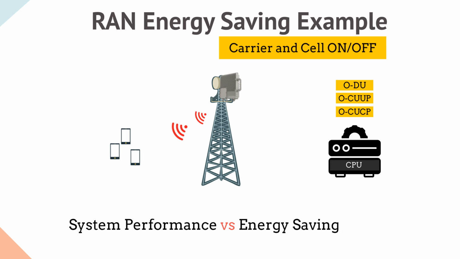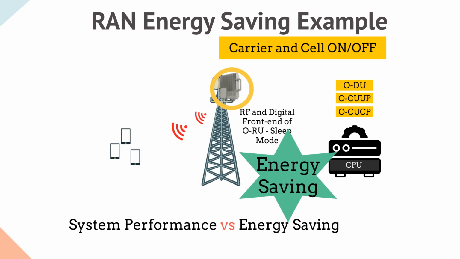Now, cell switch off allows an entire cell or a frequency layer to be switched off, leading to most of the RF and digital front-end components of the radio unit being set to sleep mode with a few seconds granularity. And this leads to energy savings in the radio units. Now, these decisions happen within microsecond time granularity, and for this, a strong foundation of AI and intelligent closed-loop systems are required, where SMO and RIC come into the picture.